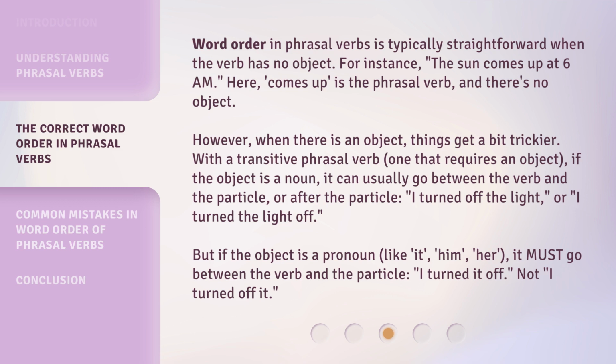With a transitive phrasal verb, one that requires an object, if the object is a noun, it can usually go between the verb and the particle, or after the particle. I turned off the light, or I turned the light off. But if the object is a pronoun, like it, him, her, it must go between the verb and the particle. I turned it off. Not, I turned off it.